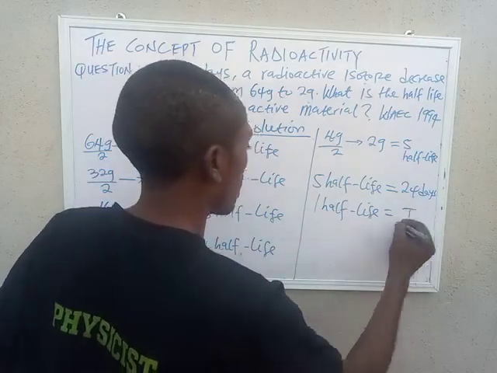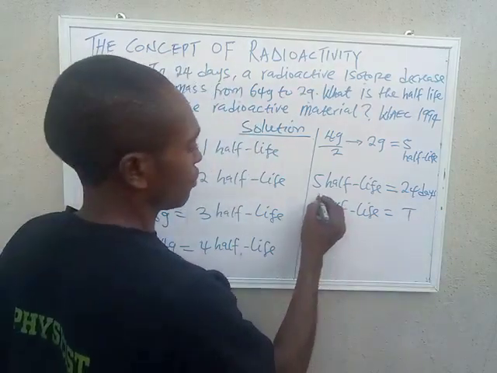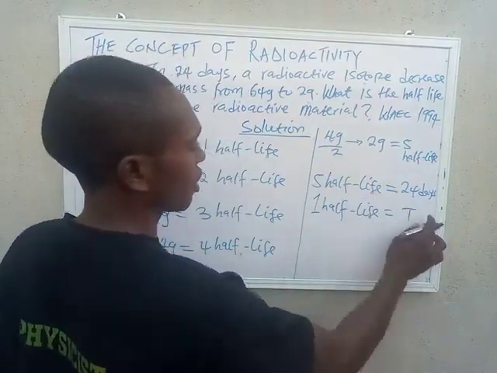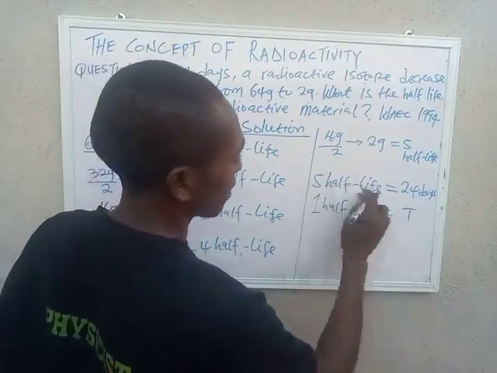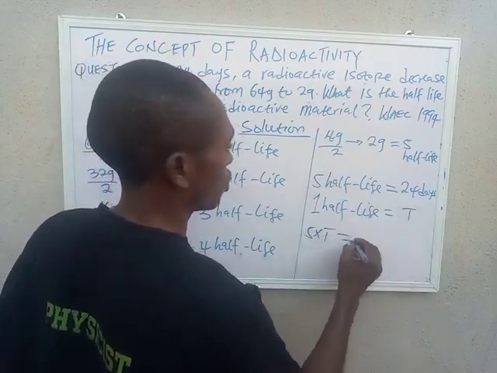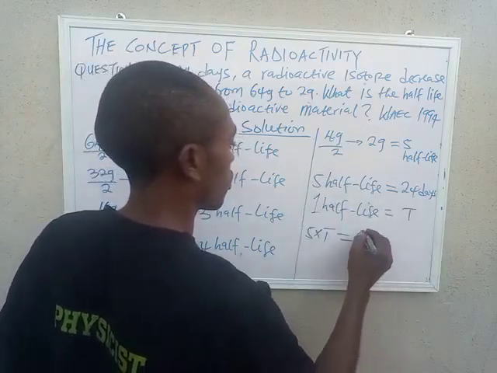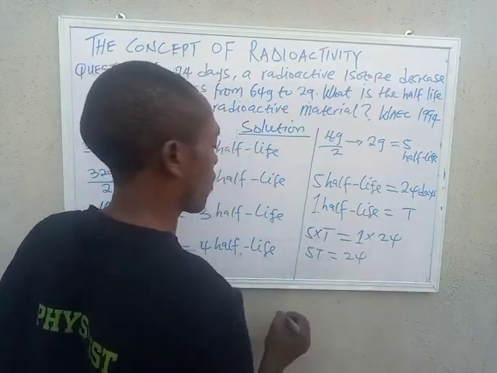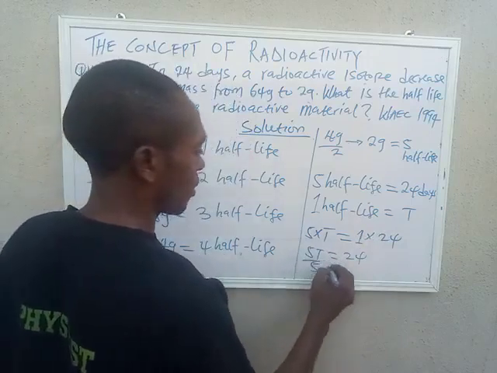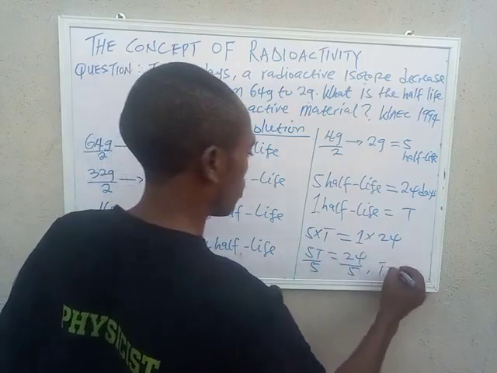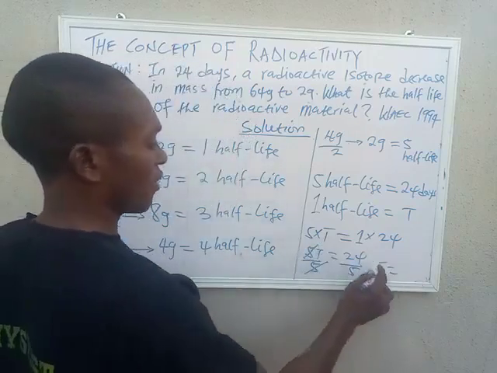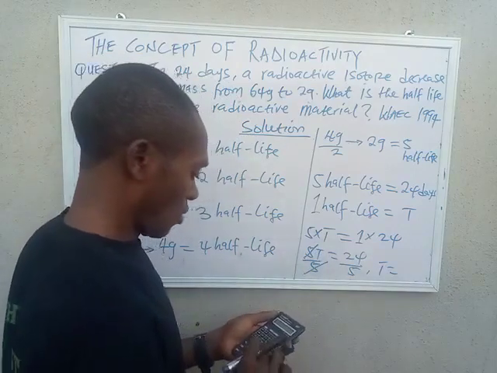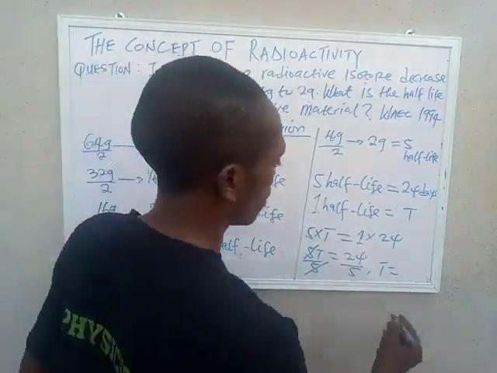Now, we use T as a conventional representation of this. So 1 half-life will give us T. Then we'll cross multiply because we're given the number of days for 5 half-lives. When we cross multiply, we have 5 times T equals 1 times 24, to give us 5T equals 24. Now, we're looking for T. We divide both sides by 5. This 5 cancels 5, we have T left here. So T equals 24 divided by 5. That will give us 4.8.